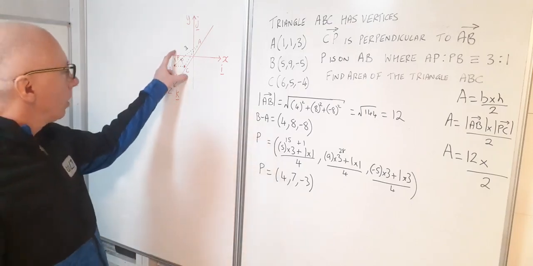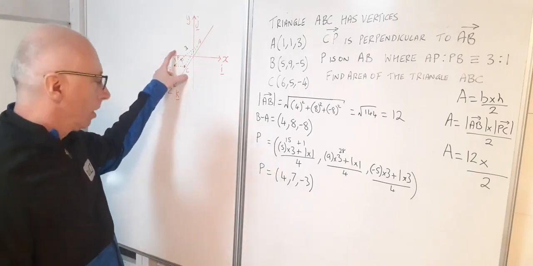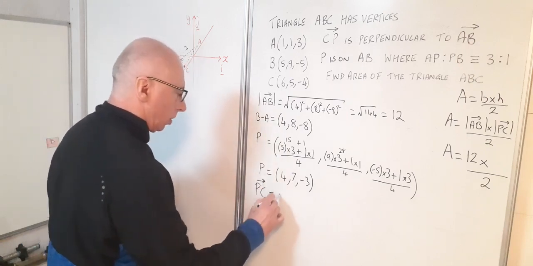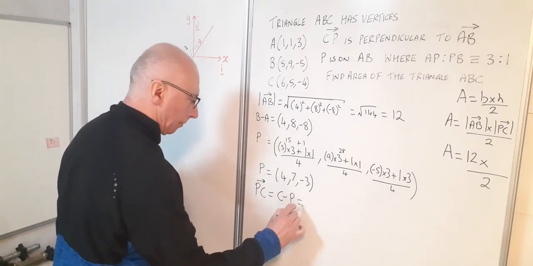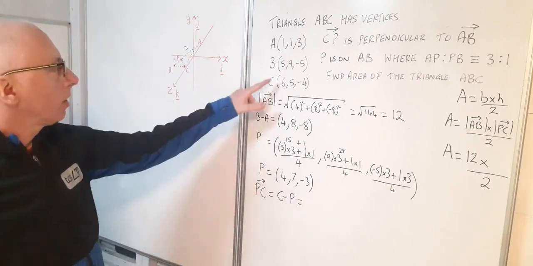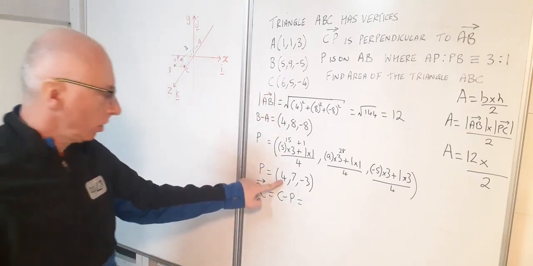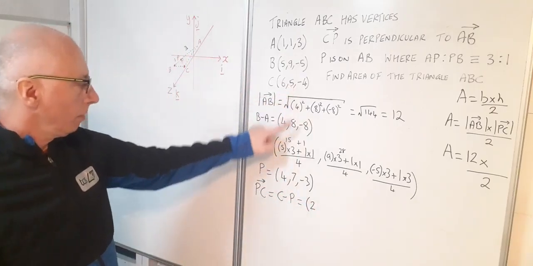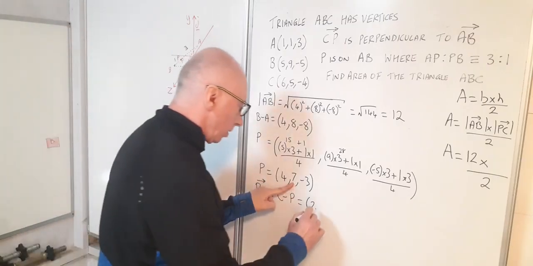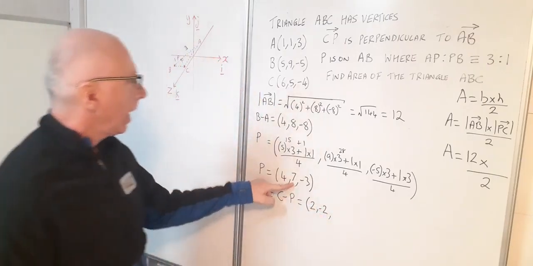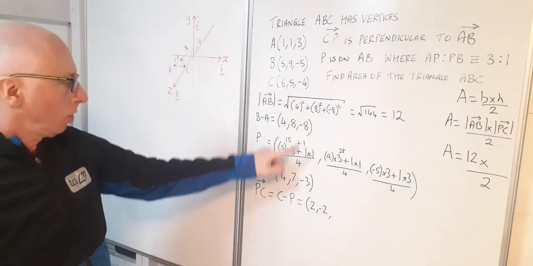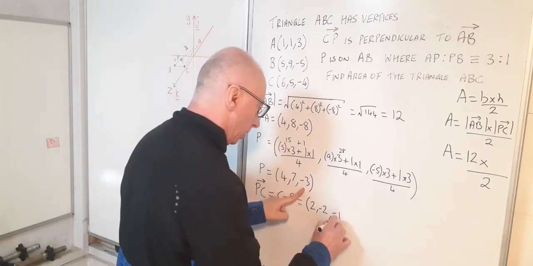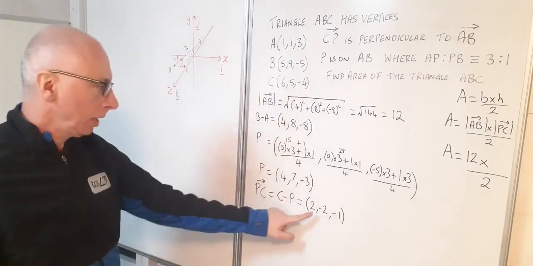Now what we need to do is work out what PC is. Well, PC is just C minus P. So we've got 6 minus 4, that gives me 2. Then 5 minus 7, that gives me minus 2. And then minus 4 minus 3, that gives me minus 7... that gives me minus 1. So that's my line PC.